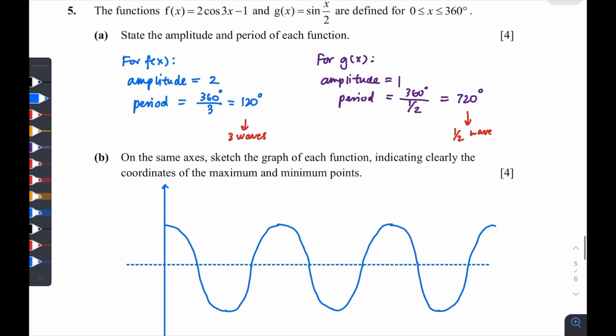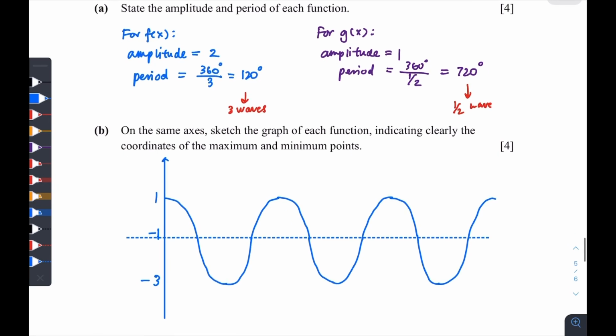So my middle line is going to be -1 based on my function. My amplitude is 2, so this will be 1, this will be -3. I think so far everything looks okay. So where's my x-axis going to be? My x-axis will be somewhere over here, in between 1 and -1. My y-axis is going to be over here. So it's time to label where my points are. Let's mark the important points.